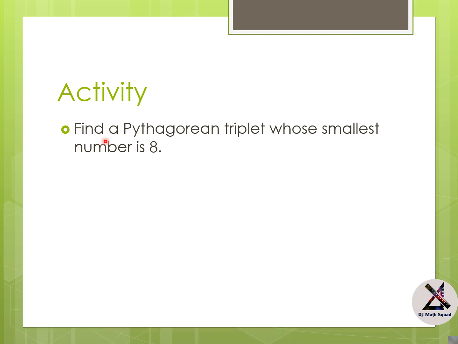Now one activity for you: find a Pythagorean triplet whose smallest number is 8. Here you have to find it using the same thing, which is 2m, m square minus 1 and m square plus 1. But you have to remember that whatever Pythagorean triplet you get, it should have 8 as the smallest number, right?